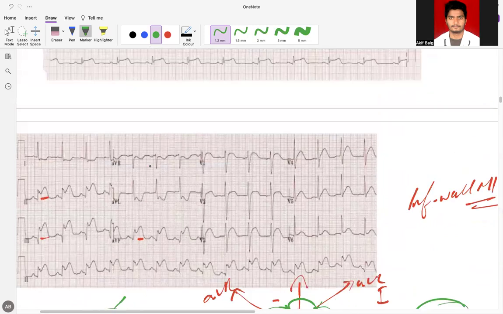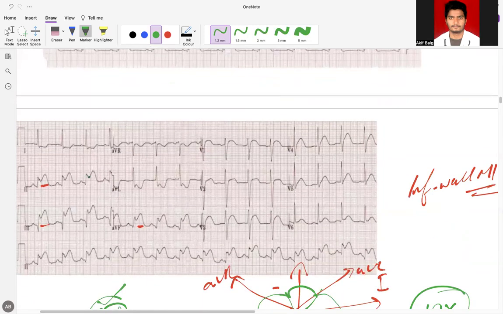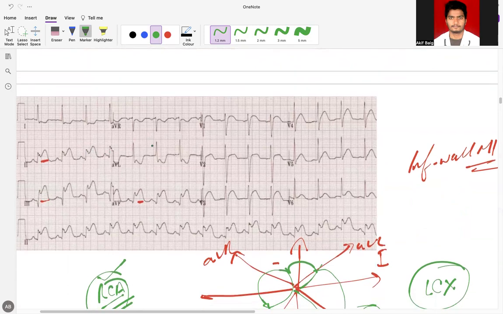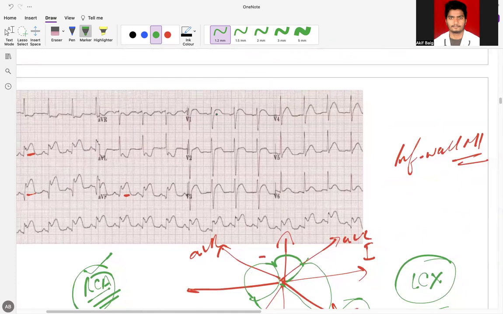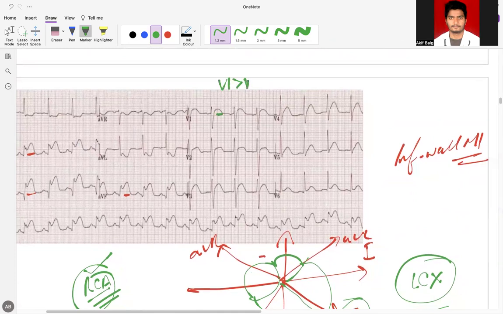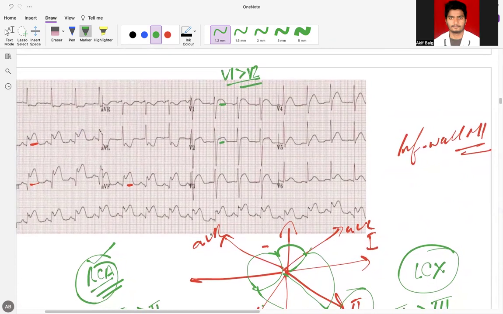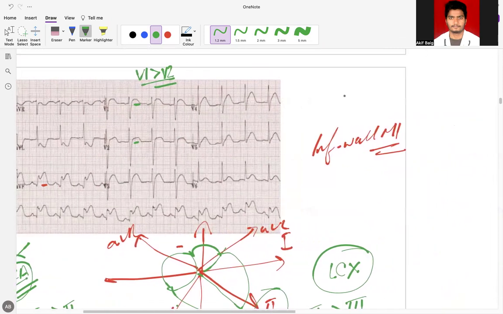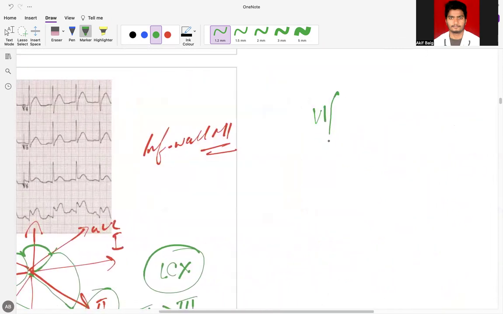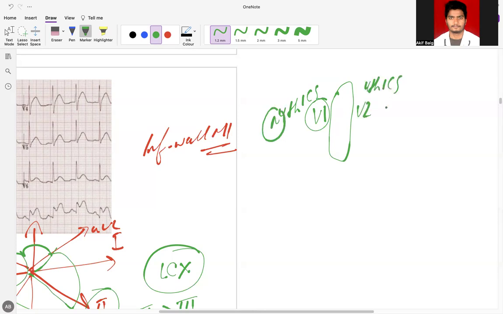Also important to note that in any patient with inferior wall MI, right ventricular MI is often associated. The clue in the ECG for right ventricular MI is elevation in V1 more than the elevation in V2. You can see the subtle elevation in V2 as well, but V1 elevation is more than V2. When you remember the chest leads, suppose this is the spine, V1 is kept at the right fourth intercostal space, that is on the right side. V2 is kept at the same fourth intercostal space but on the left side.